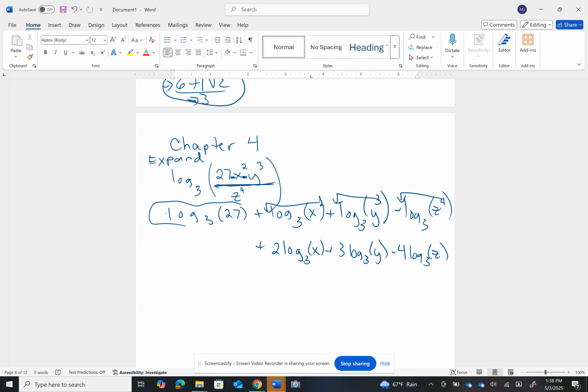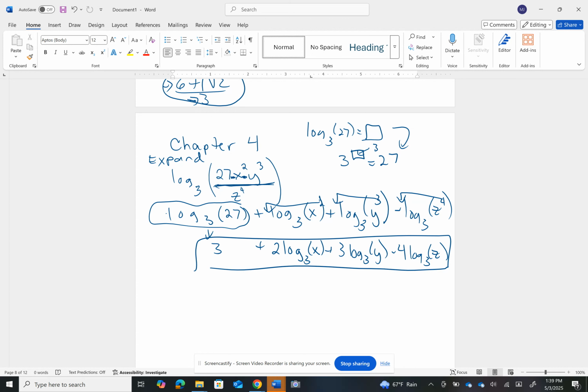And then this one right here would be one where you could simplify, because log base 3 of 27 is asking you for what the exponent on 3 would need to be to make 27 happen. So you just change that into exponential form, and you can see the exponent would need to be a 3. So this you could evaluate to get a 3. And then that's expanded as much as possible.